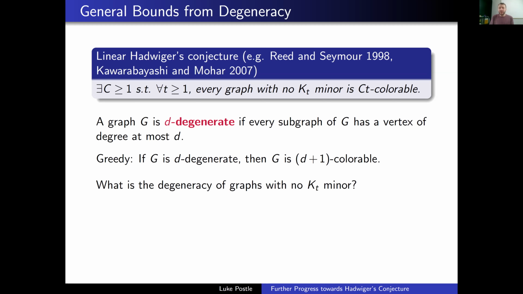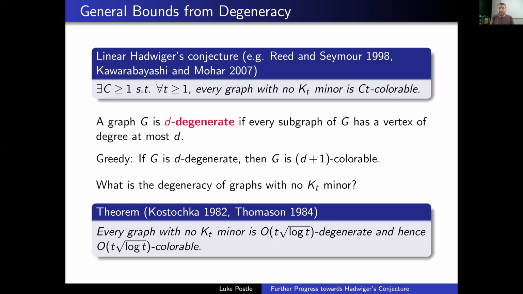So it's natural to ask what is the degeneracy of graphs with no K_t minor, or somewhat equivalently the average degree or maximum average degree when you exclude a K_t minor. And there is actually something. Kostochka and Thomason in the early 80s independently had shown that every graph with no K_t minor is O(t root log t) degenerate, and hence t root log t colorable.